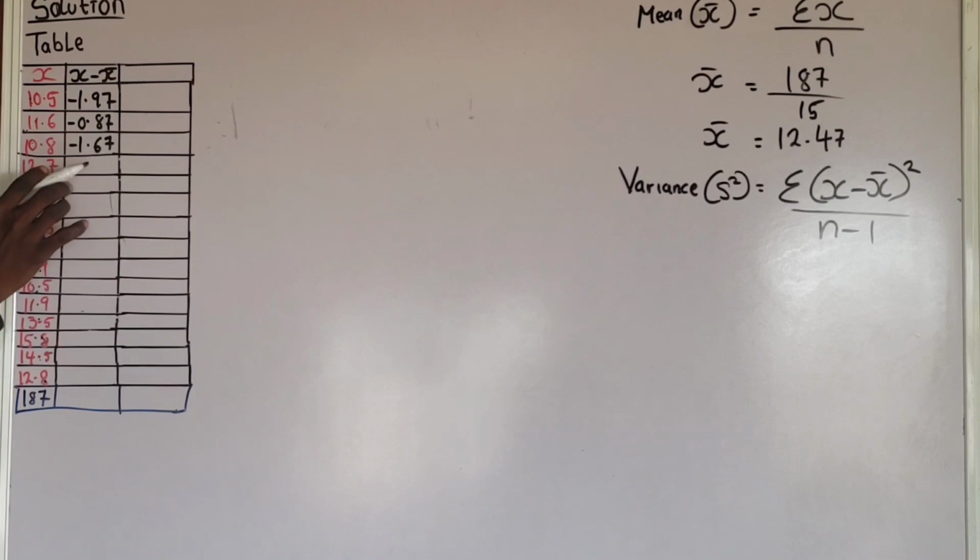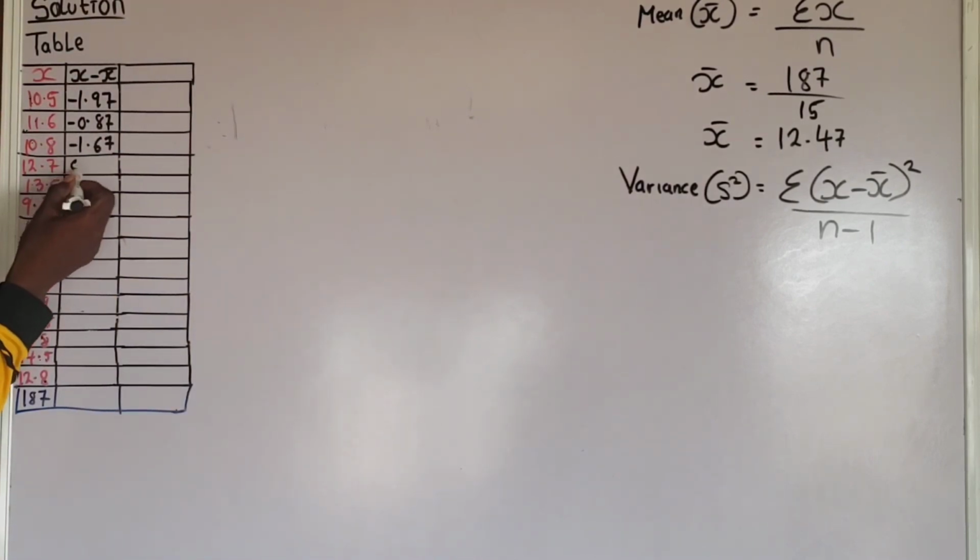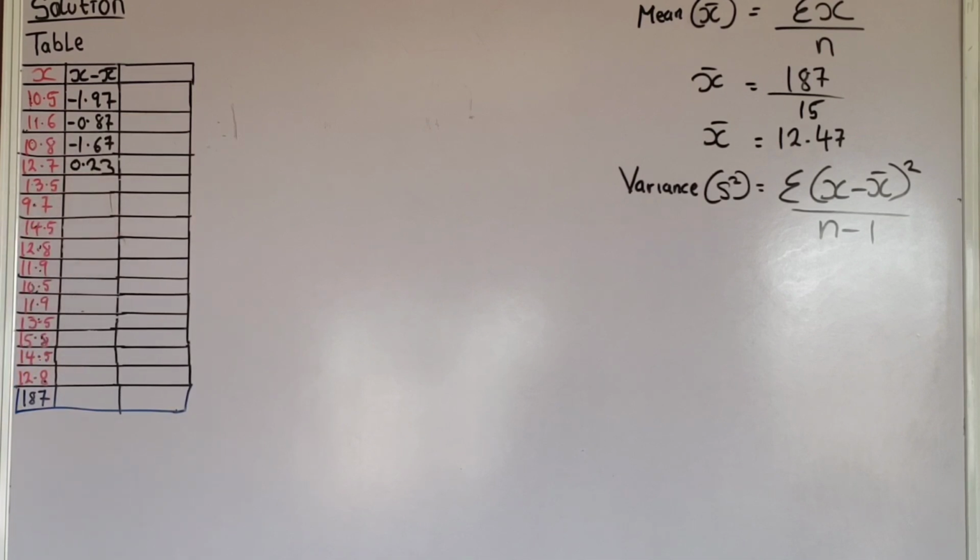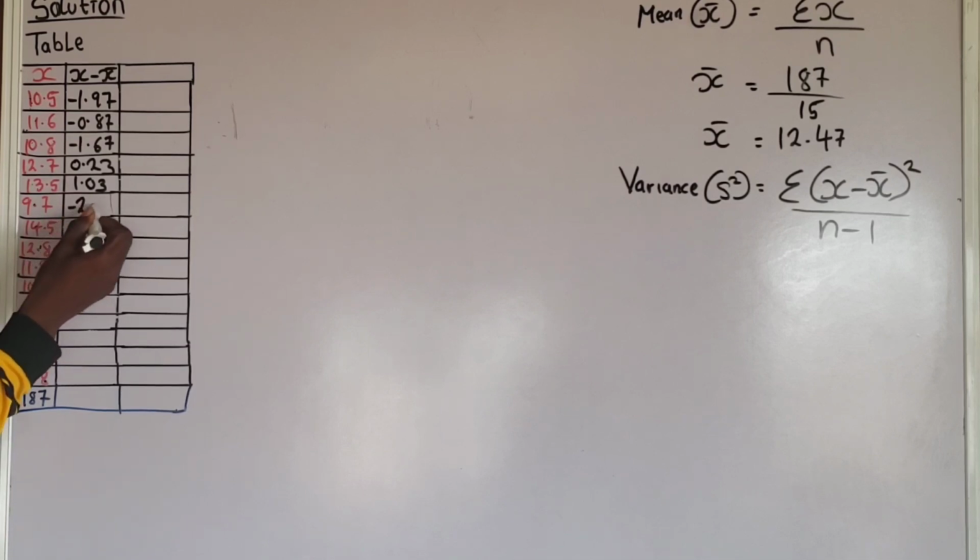So if I want to get the value of these cells, I'm going to have 12.7 minus 12.47. That will give us 0.23. So here I'm going to have 0.23. Now for the next cells, I'm going to have 13.5 minus 12.47. That is 1.03. Now 9.7 minus 12.47. That will be negative 2.77.